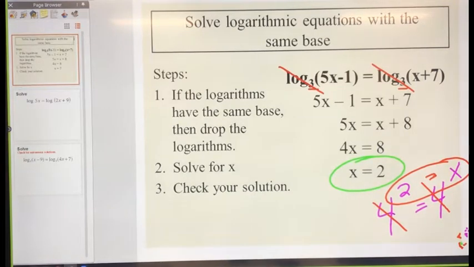Another reason why the next test should be pretty easy: you should be checking your work with all of your questions. You should know if you got it right or wrong.